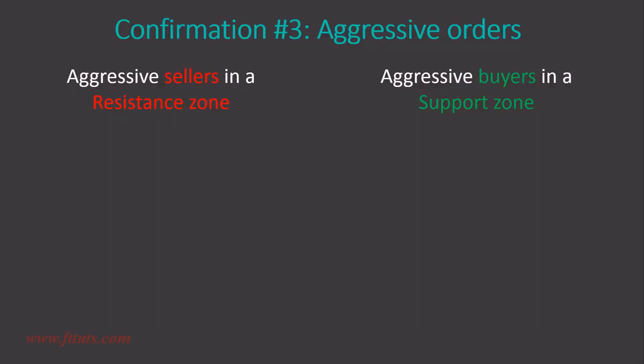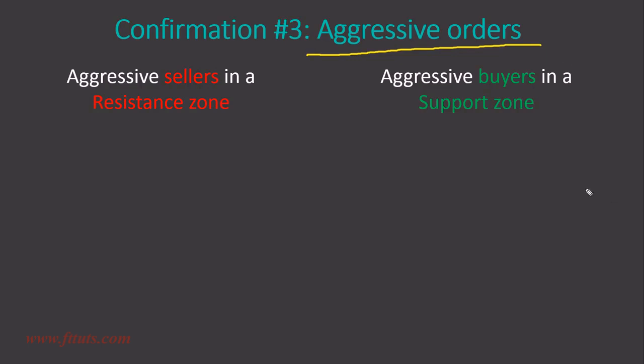Hello guys, in this video I'm going to be talking about another way of trade confirmation. This time it's going to be confirmation using aggressive orders. Again, we will be using the order flow, the bid and the ask setting, and we will be looking for aggressive market orders either on the bid side, which would mean aggressive sellers, or on the ask side, which would mean aggressive buyers. So what this is all about.